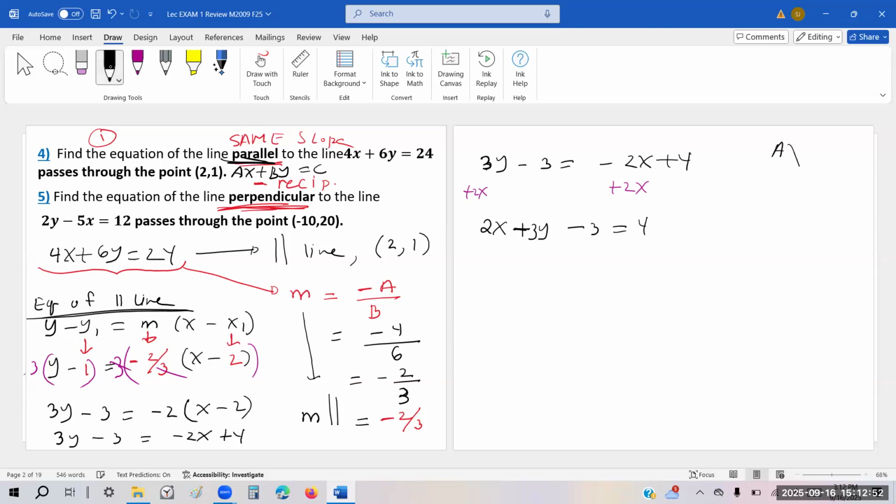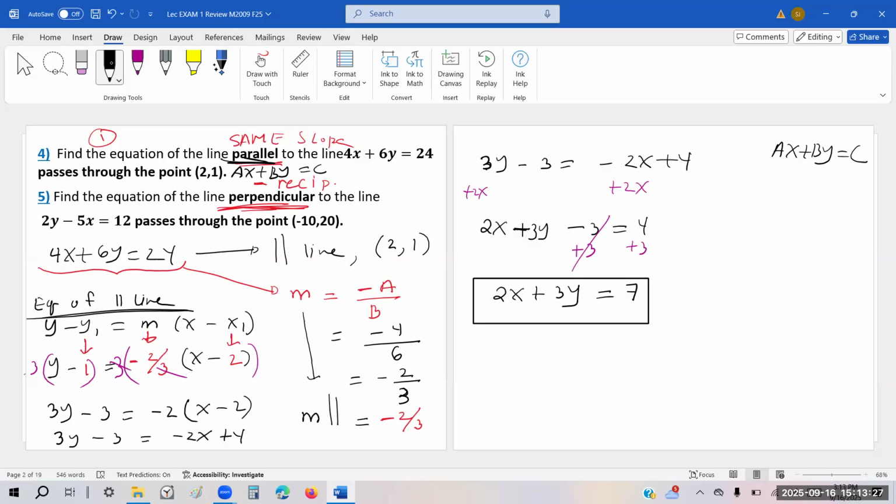But the standard form is ax plus by equals c. So what is our problem now? We don't want the 3, so we add 3. And now we are very satisfied with everything. 2x plus 3y equals 7. So in the exam, they will specify the final format. Here I forgot to specify.